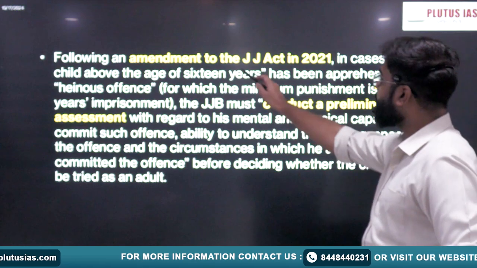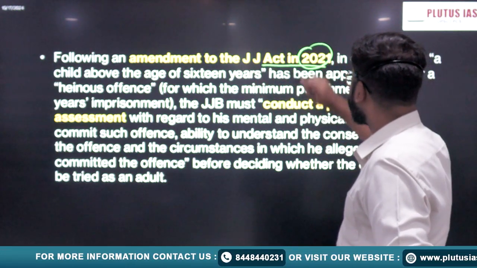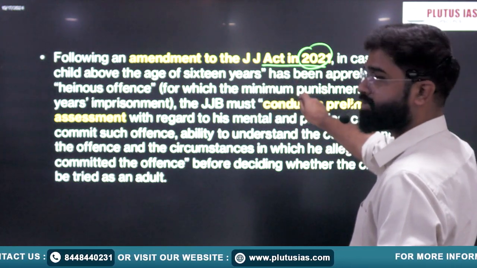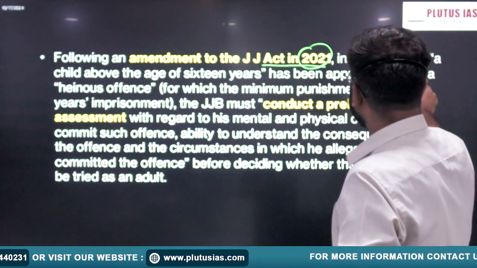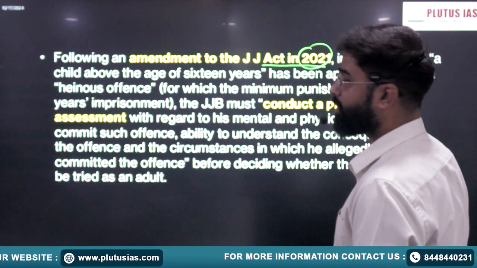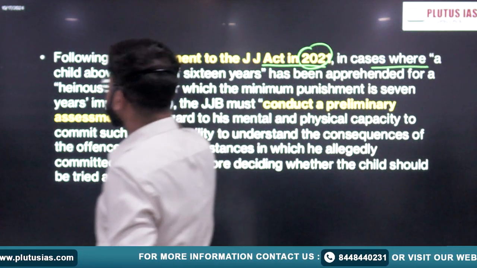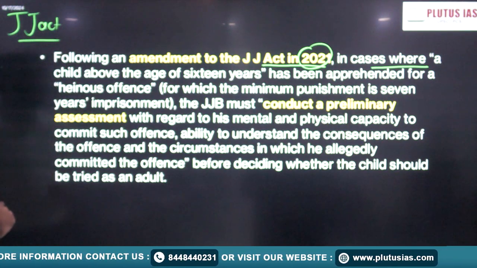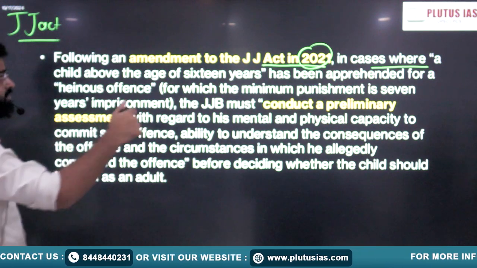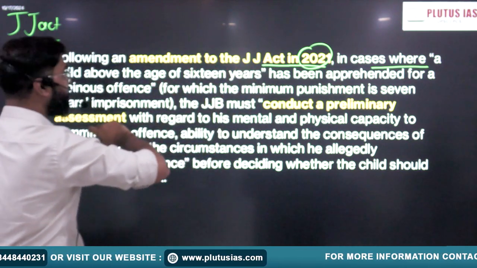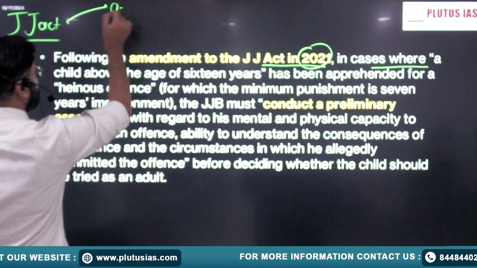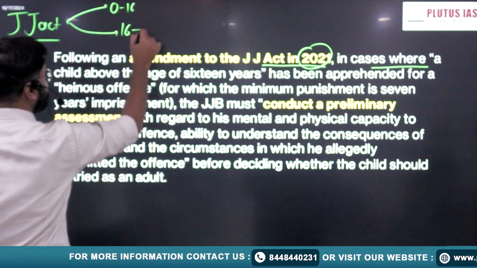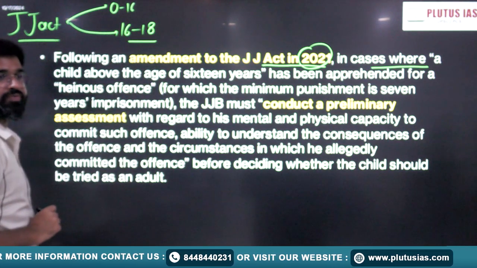Next, the following amendment in Juvenile Justice Act 2021: in cases where a child above the age of 16 years has been apprehended for a heinous crime. Okay. So basically, Juvenile Justice Act classified children into two parts after this particular amendment. One, that is from 0 to 16 years of age, and other children, that is 16 to 18 years of age.